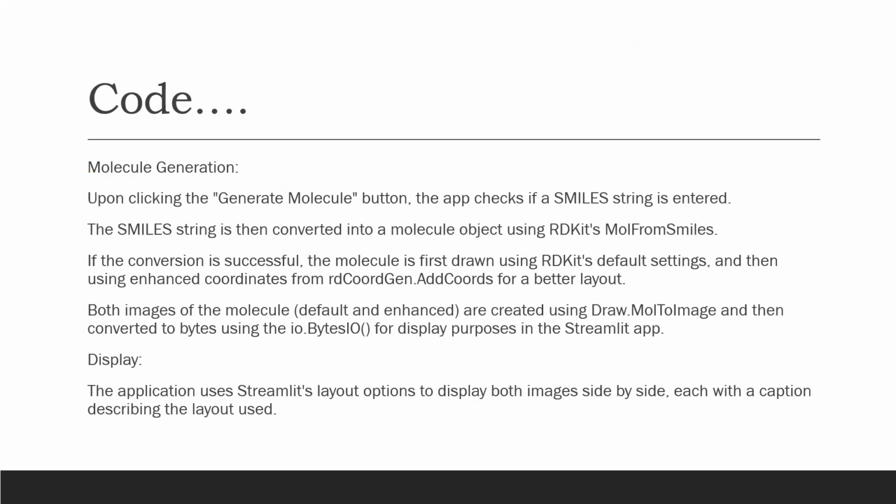In the Streamlit setup, we have the string that needs to be passed as the molecular structure itself. With the generate molecule button that you will see in the app, it checks if a SMILES string is entered. The SMILES string is then converted into a molecule object so that it can be shown in an image. If the conversion is successful, the molecule is first drawn using RDKit's default settings and then using enhanced coordinates, applying RDCoordGen to add coordinates for a better layout. Both images, with the default method as well as with the RDCoordGen method, will be shown side by side in the display.